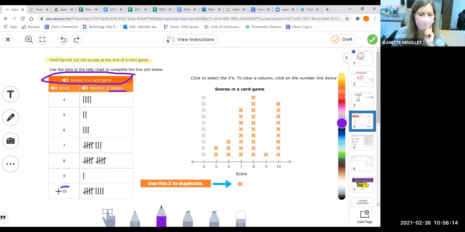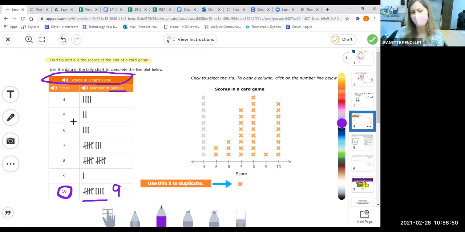How many people scored 10 points at the end of the game? Who can look at the people side and figure that out? Ashley, go ahead. How many people scored 10 points? 9, right? 9 people scored 10.